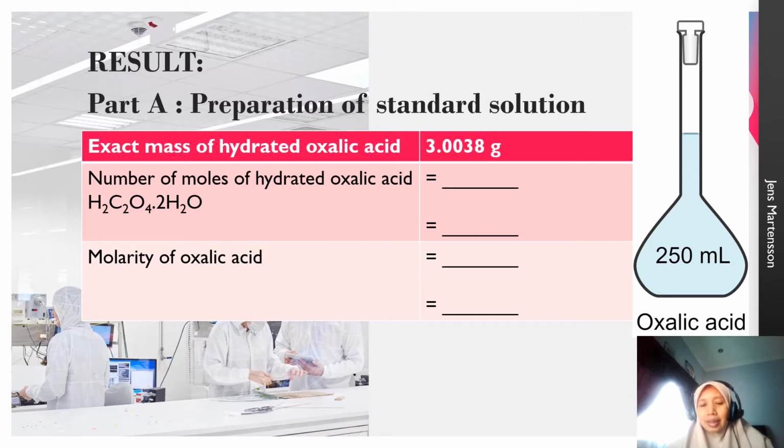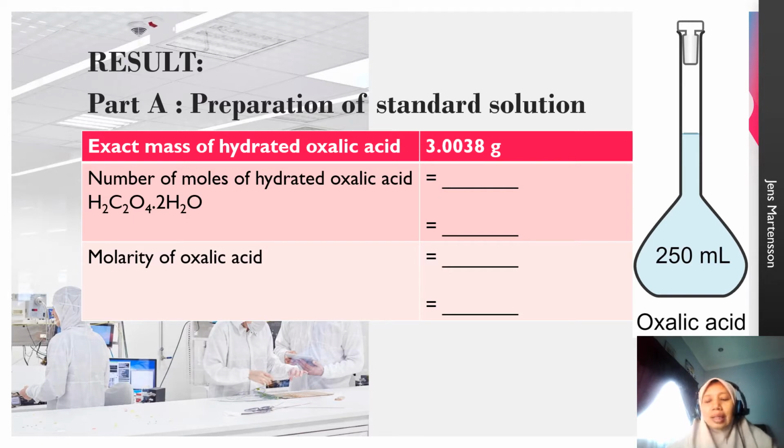As for experimental data, the exact mass of hydrated oxalic acid obtained was 3.0038 grams, which is the exact mass obtained from the reading of the analytical balance. But remember, this oxalic acid is hydrated, in which the formula is H2C2O4.2H2O. But don't worry, this H2O will dissolve in the distilled water and finally will give you the solution of oxalic acid just like the normal solution, right?